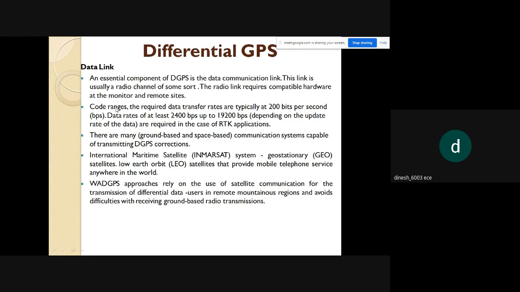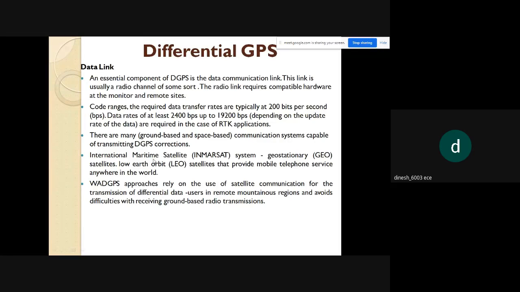These have code ranges that require data transfer of 200 bits per second and data rates of at least 2400 bits per second to 19,200 bits per second, depending upon the update rate. If it is static, we require only 200 bits. If it is real time, we require 2400 bits per second to 19,200 bits per second for updation. These are mainly ground-based and space-based communications that are capable of transmitting DGPS corrections.